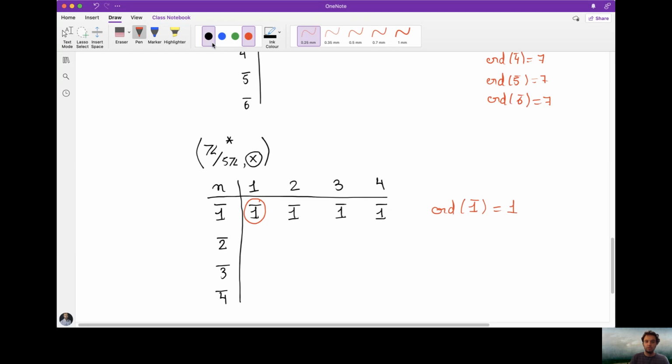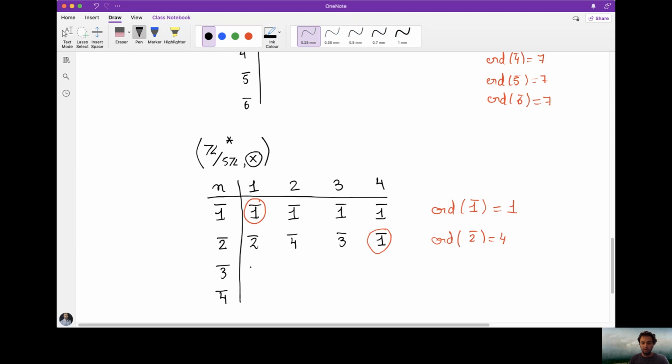Okay, let's do it for 2. So I start at 2, and then I multiply by 2 every time, because now we're using multiplication. So it's 4. I multiply by 2 again, it's 8. Modulo 5 is 3. Multiply again is 6, and 6 is the same as 1. So the first time that 1 appears is here, and therefore the order of 2 is 4, right?